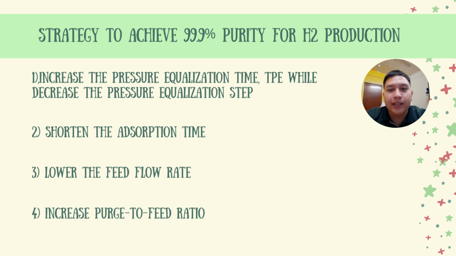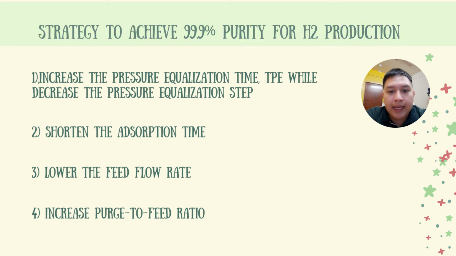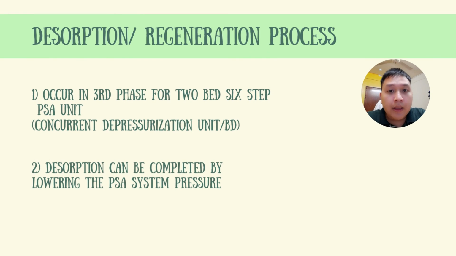The third strategy is to lower the feed flow rate. As the input flow rate rises, the amount of time synthetic gas spends in the adsorbent bed decreases, which means the syngas does not have enough time to touch the adsorbent, resulting in a reduction of H2 purity. The fourth strategy is to increase the purge to feed ratio. Higher purity purge gas, as the purge ratio rises, allows more pollutants to be desorbed and flow out with the purge gas. Desorption occurs in the third phase of the 2-bed 6-step PSA unit, also known as the concurrent depressurization or blowdown. Therefore, desorption can be completed by lowering the PSA system pressure.